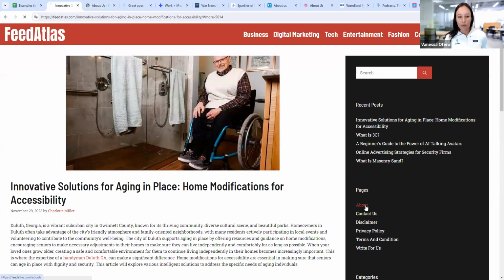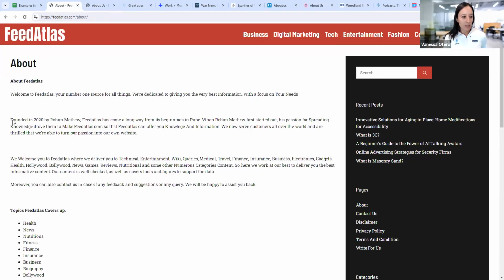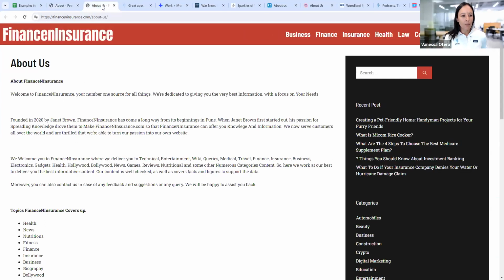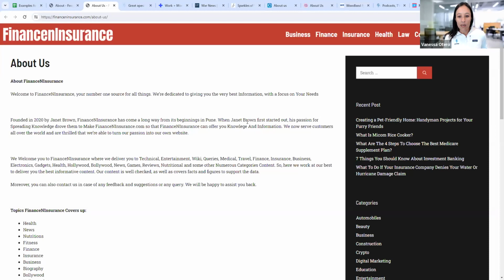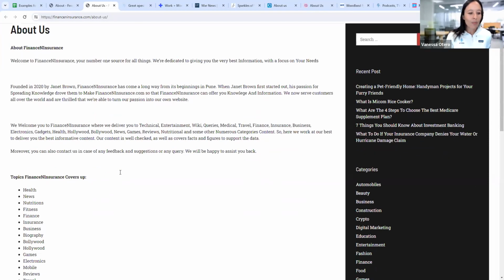Oh, let me show you this. So the About page on Feed Atlas says that this was founded in 2020 by Rohan Matthew. It's come a long way from its beginnings in Pune. When Rohan first started out, his passion for spreading knowledge drove them to make feedatlas.com. Okay, great. But Finance Insurance, oddly, was founded also in 2020, but by Janet Brown. It's a very similar website, also came from its beginnings. Janet Brown, when his passion for spreading knowledge drove them to make financeandinsurance.com.